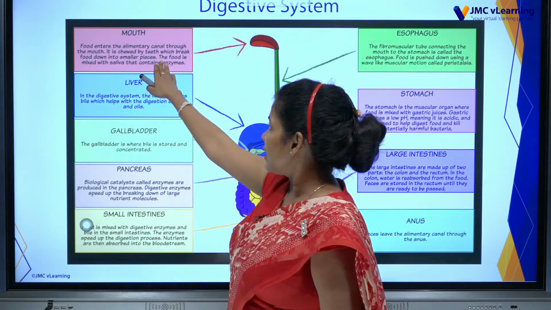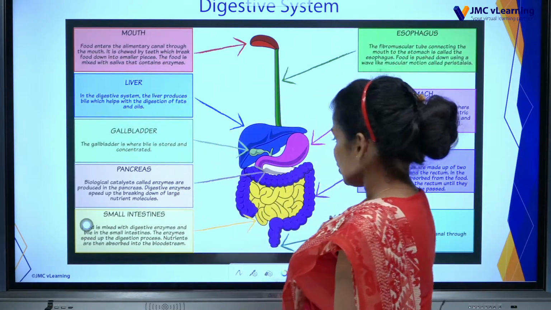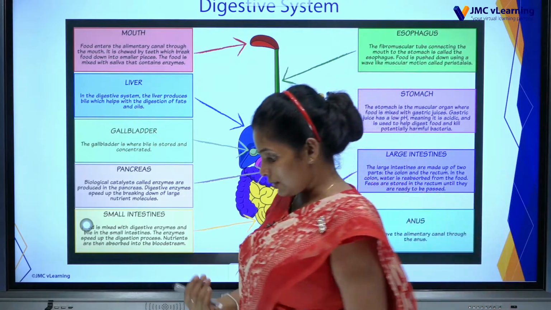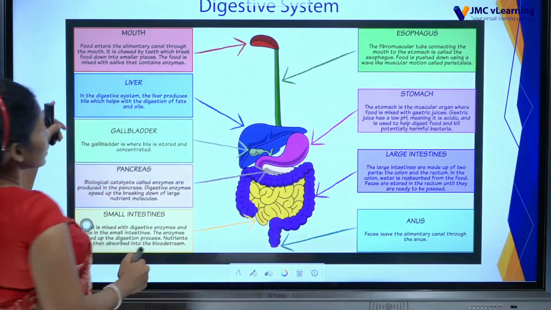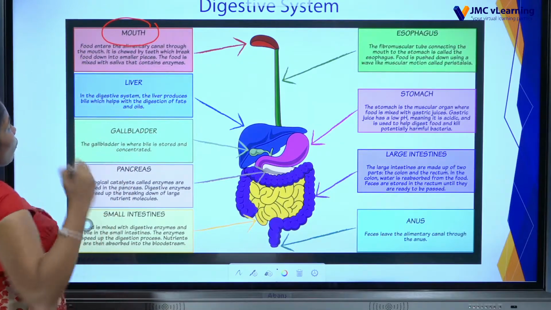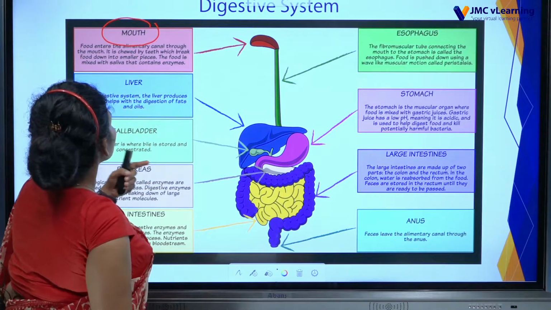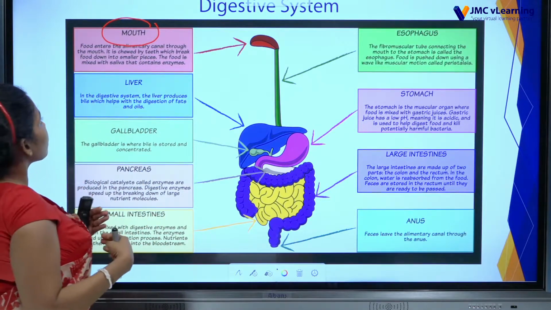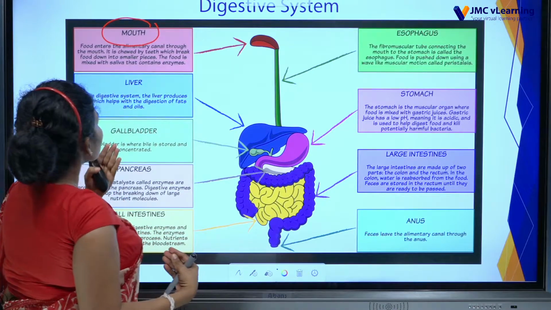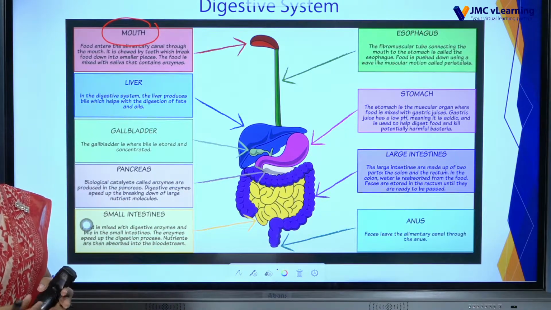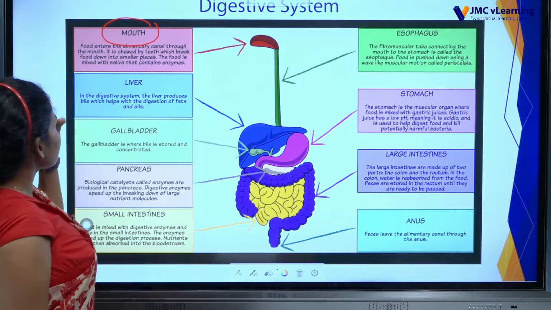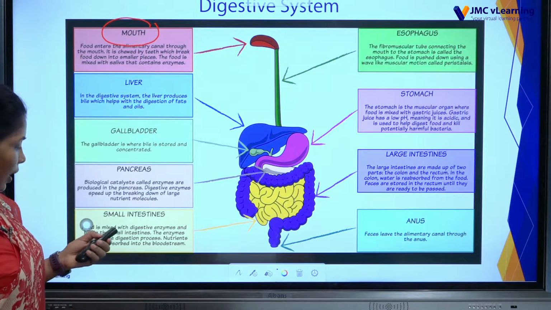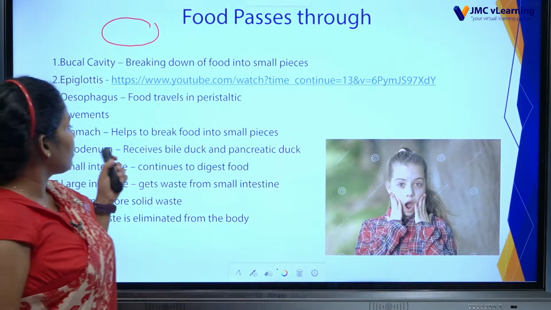Here are the functions. One by one we are going to discuss them. First one, mouth. What is the function of the mouth? Food enters the mouth. So, that is the function.